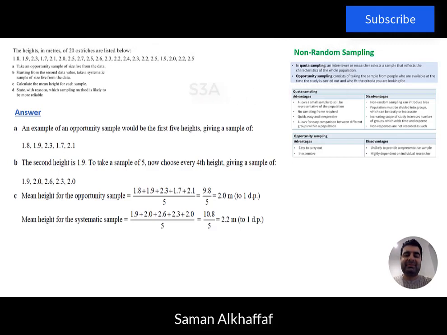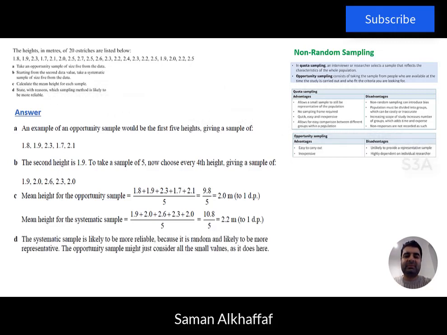Now for part D, state with reasons which sampling method is likely to be more reliable. Now in this scenario, the systematic sample is likely to be more reliable because it is random and likely to be more representative. The opportunity sample might just consider all the small values as it does in this scenario, and this will be our answer for this question.